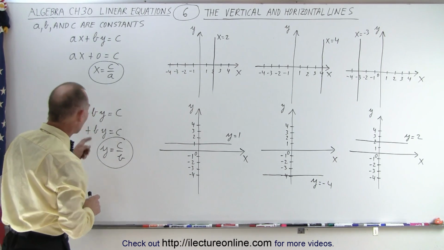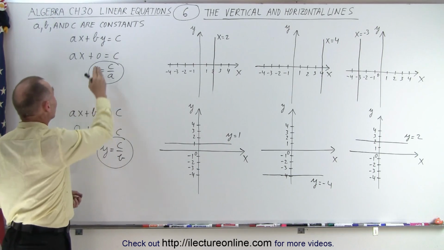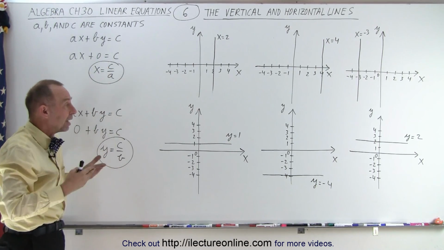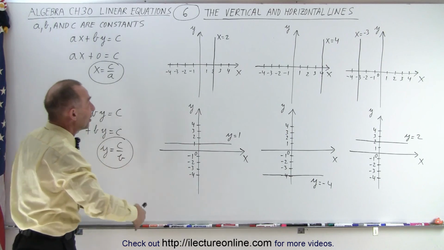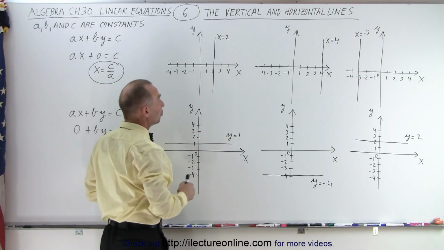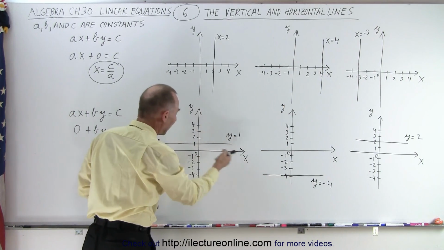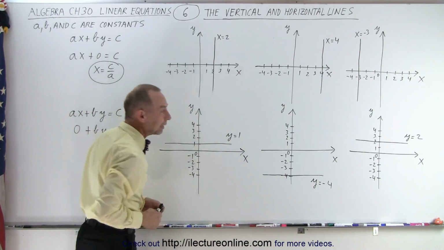We cannot let a or b be nonzero in these cases, because they have to be constants, and you can see that you can let y be any value, x will always be 2. You can let y be any value, x will always be 4. And here we can let x be any value, and y will equal 1.